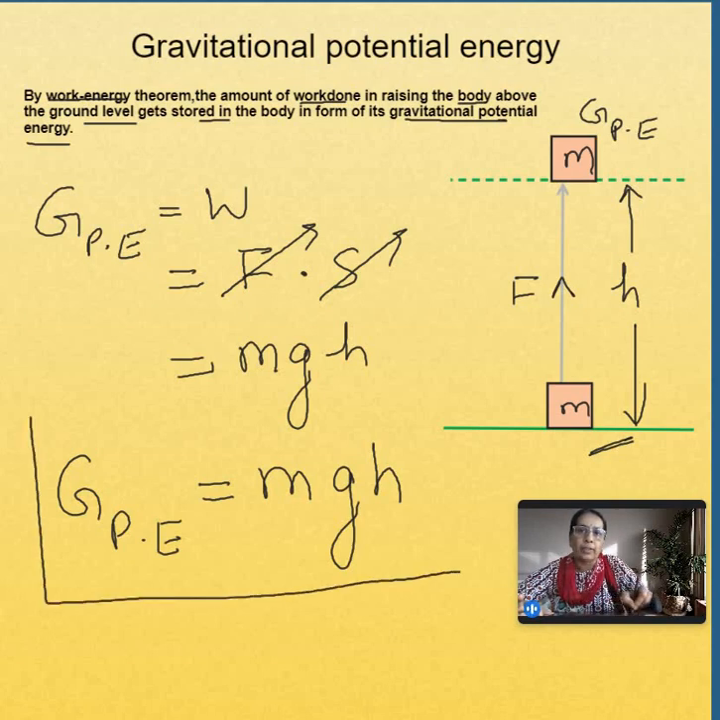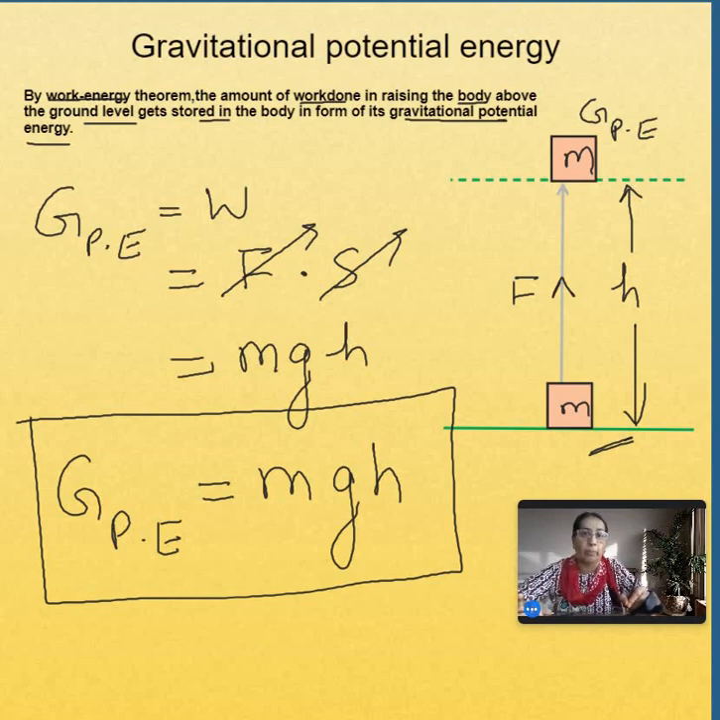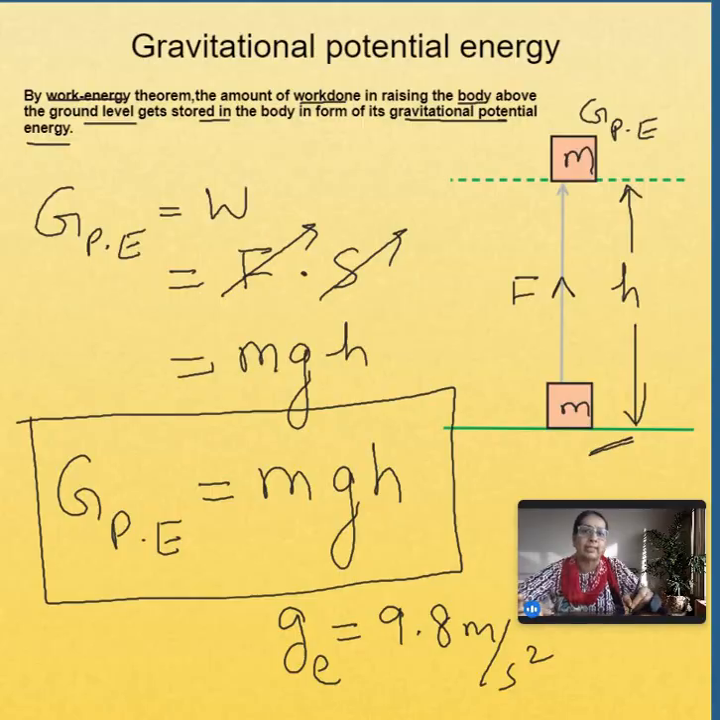m is the mass of the body, g is the acceleration due to gravity of that place or planet. In case of earth, acceleration due to gravity is taken as 9.8 meter per second square, or sometimes 10 meter per second square, and h is the height through which the body is raised.